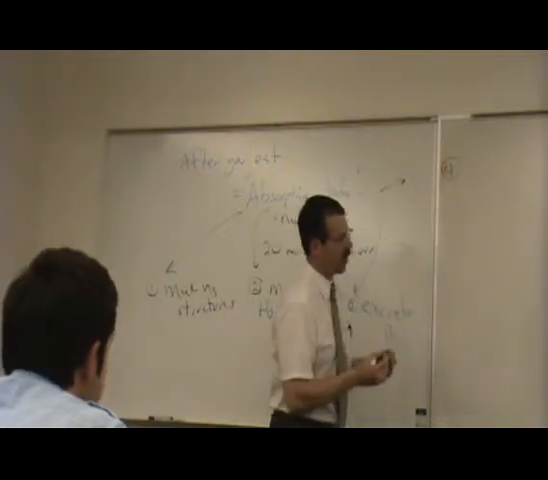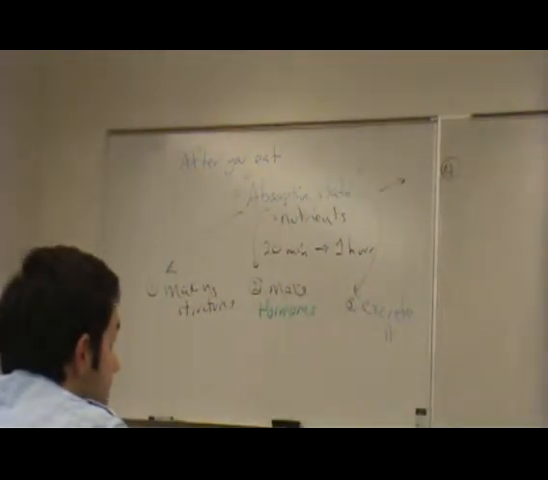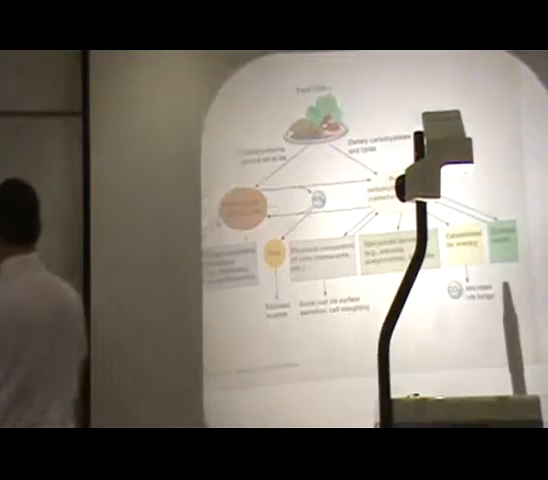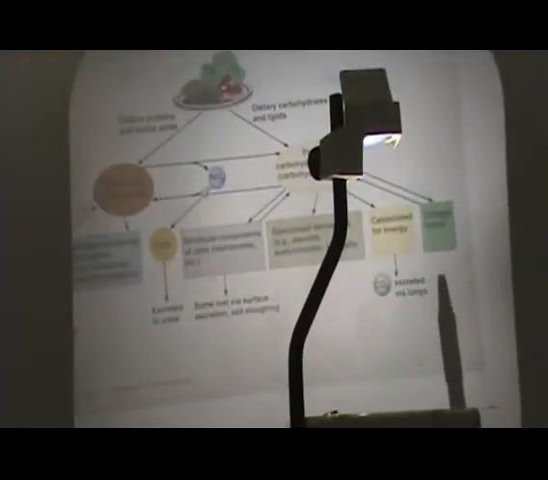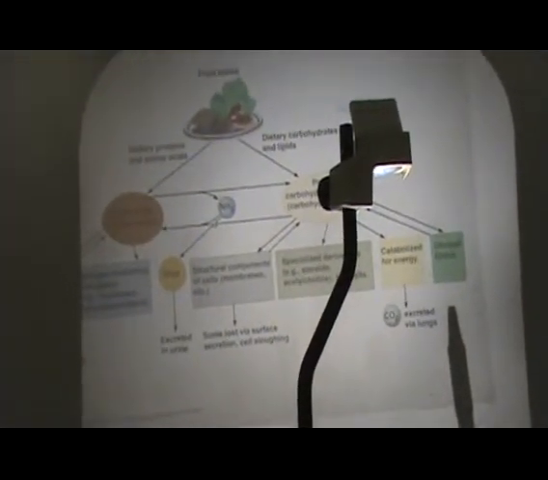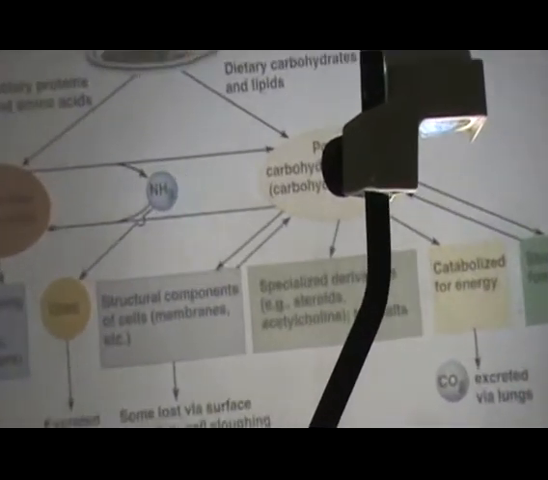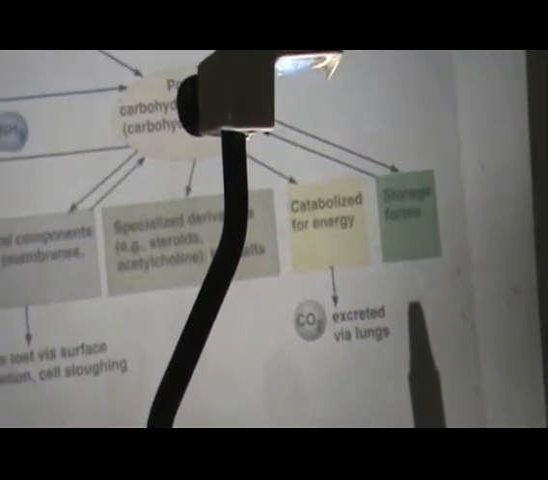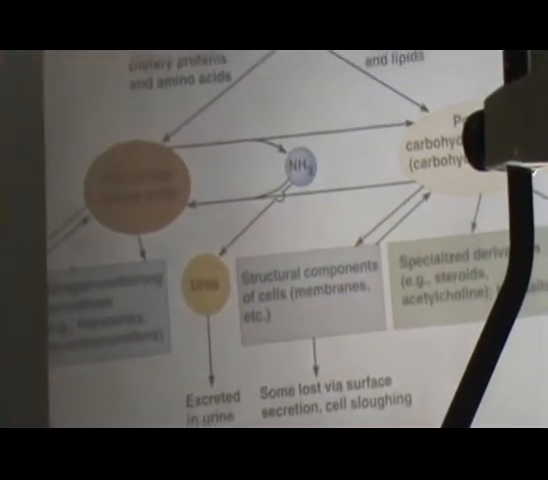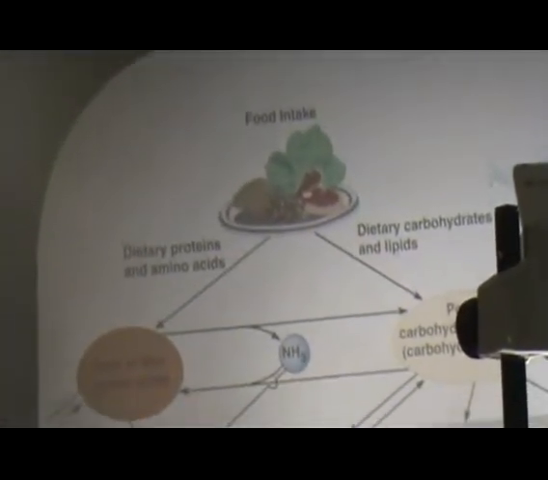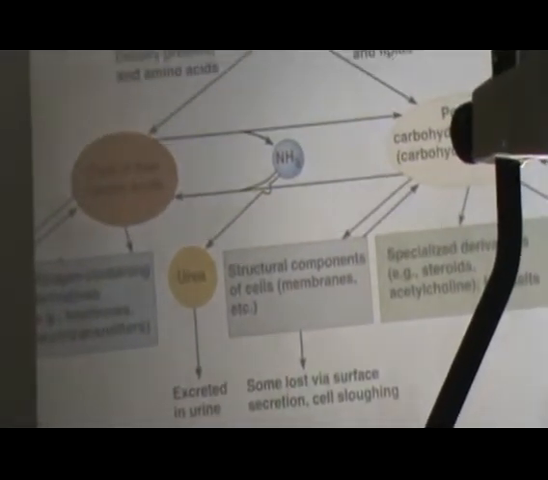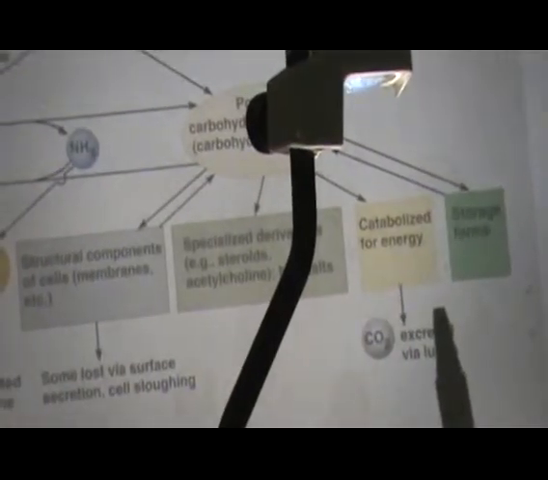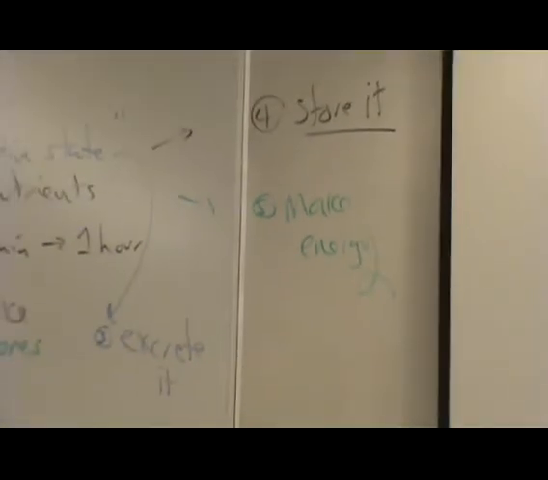What's my fourth choice? We're going to go over to this side. What's that? Storage. I can store it for later. Or, number 5, the last choice, is what? Burn it. Make energy. So in my absorptive state, I'm going to be absorbing nutrients and basically doing 1 through 5. Build something, make chemicals, pee it, store it, burn it. That's your choice. Make sense?